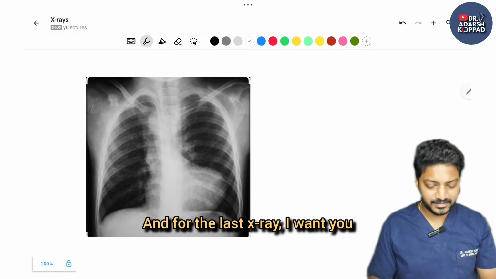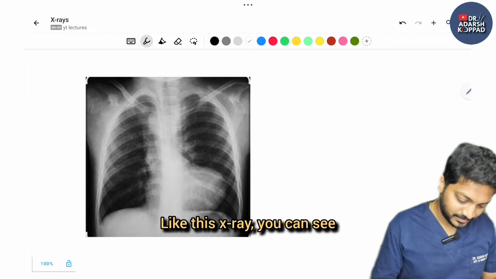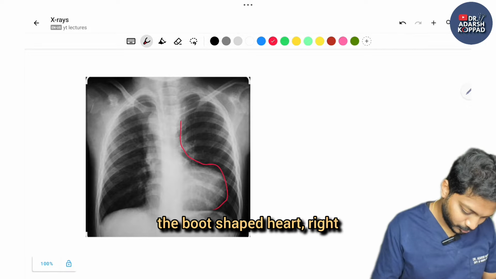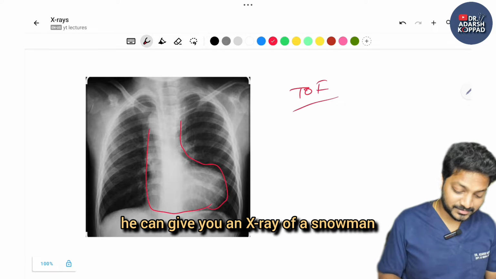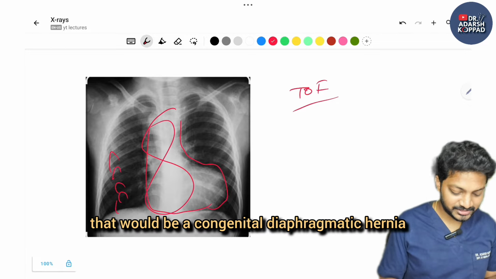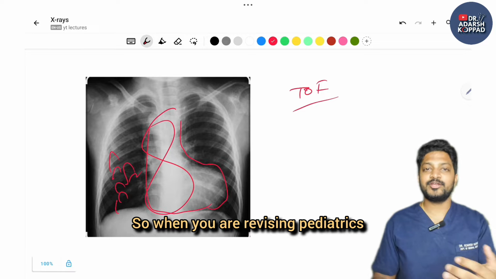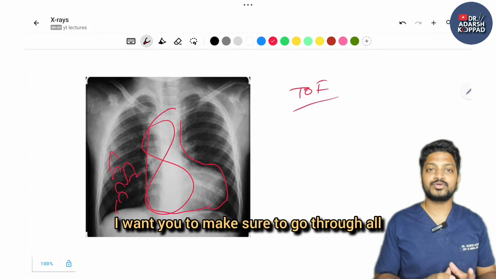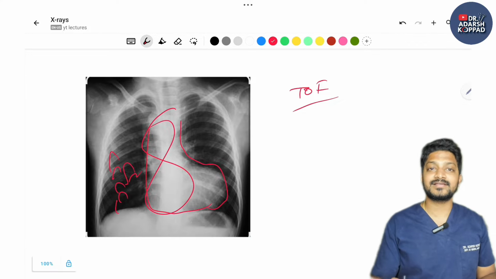And for the last X-ray, I want you to go through all the congenital anomalies. Like this X-ray, you can see the boot-shaped heart, right? This is the X-ray of tetralogy of Fallot. He can give you an X-ray of a snowman, or he can give you an X-ray of air fluid levels in the chest. That would be a congenital diaphragmatic hernia. So when you're revising pediatrics, I want you to make sure to go through all the congenital anomalies and their X-rays in your pediatrics.